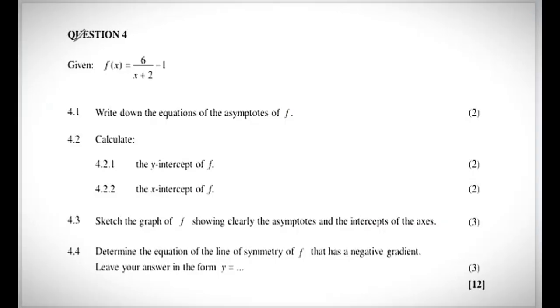Okay, so we have question 4 and it says given f of x is equal to 6 over x plus 2 minus 1. And then we can tell from that this is a hyperbola function, right? Then we already know the questions to expect there. 4.1 says write down the equations of the asymptote of f. So we know that our asymptotes are the horizontal asymptote and the vertical asymptote.